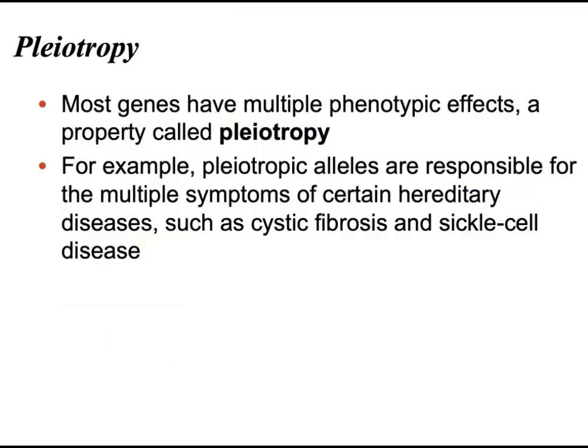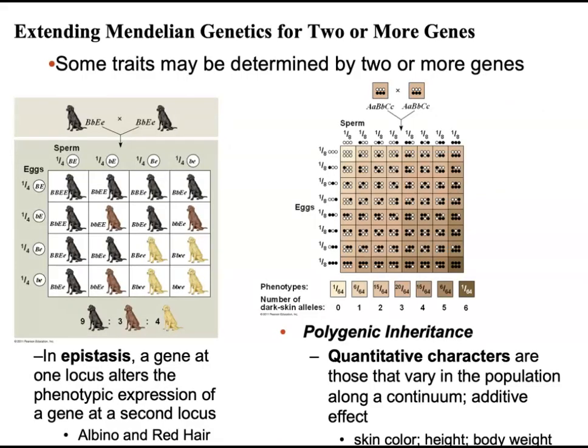While we've been discussing genes very simplistically, in a way that makes it seem like one gene controls one character, most genes actually have multiple phenotypic effects. This property is called pleiotropy. Pleiotropic alleles are responsible for the multiple symptoms of certain hereditary diseases such as cystic fibrosis and sickle cell disease. And some traits are determined by more than one gene. Two examples shown here are epistasis and polygenic inheritance.